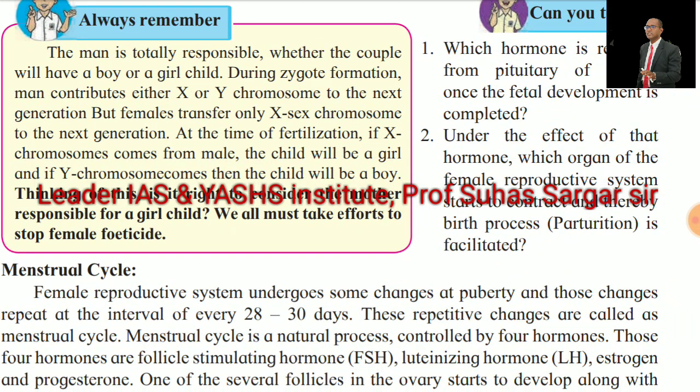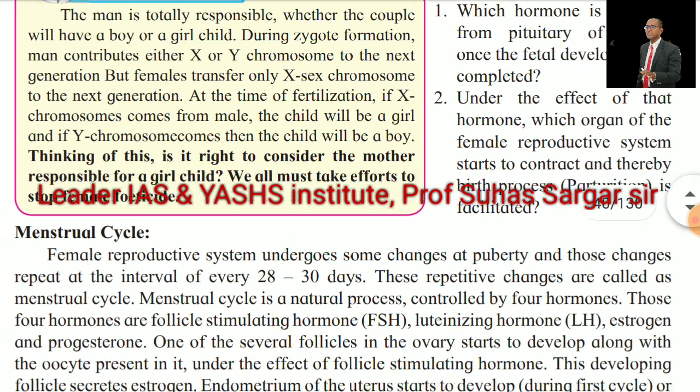In the box, always remember, the man is totally responsible for whether the couple will have a boy or a girl child. During zygote formation, the man contributes either an X or Y chromosome to the next generation, but the female transfers only an X sex chromosome. At the time of fertilization, if the X chromosome comes from the male, the child will be a girl, and if the Y chromosome, then the child will be a boy. Thinking of this, it is not right to consider the mother responsible for a girl child. We all must make efforts to stop female feticide.